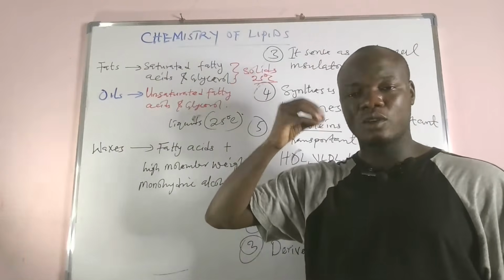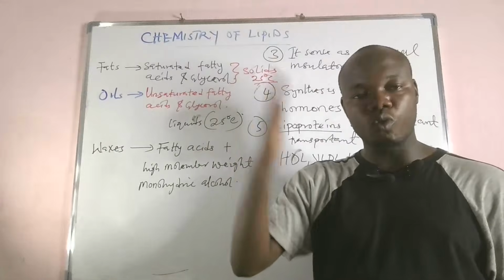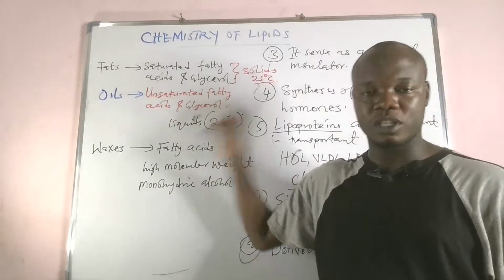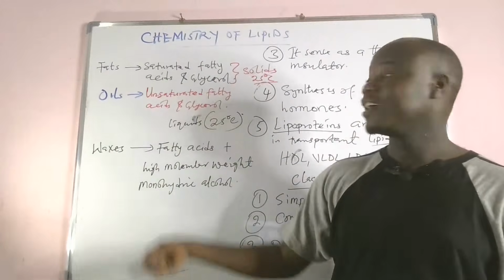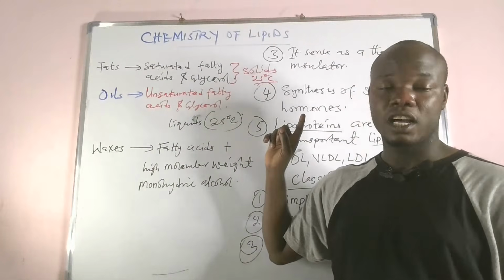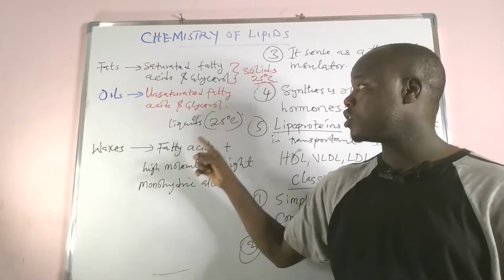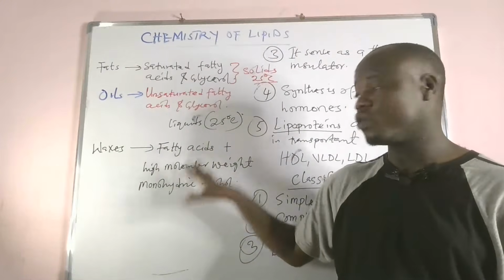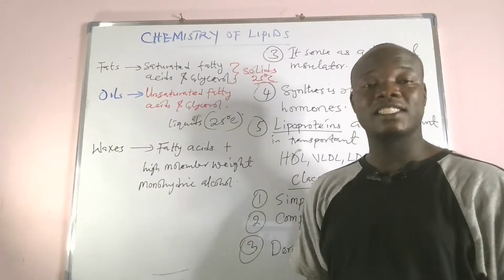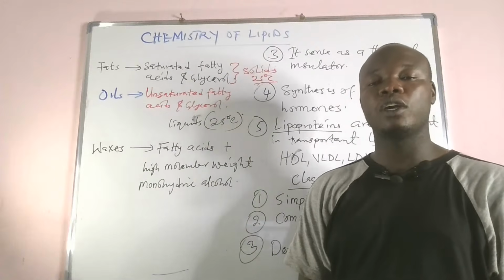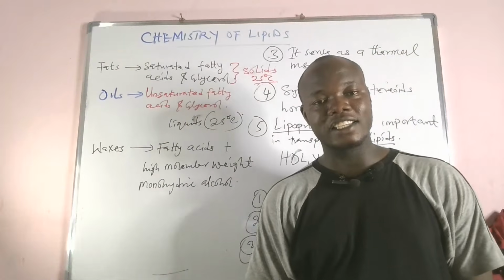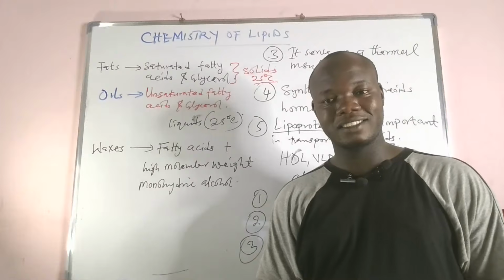Fat is solid at room temperature because it is made up of saturated fatty acid and glycerol. For the oils, it is unsaturated fatty acid that makes it liquid at room temperature. And waxes are made up of fatty acid plus high molecular weight monohydric alcohols. Please, is that clear, ladies and gentlemen? Does that make sense?